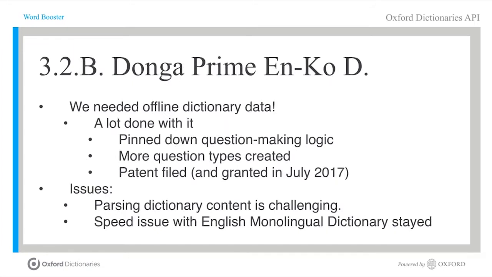So it was the Donga Prime English-Korean dictionary. The great thing about it is, there were two aspects. Very low cost for startups. I love them, really. And it was offline data. With the data, I was able to pin down how I define different question types. So I defined 13, and with a word selection algorithm and question making logic, I filed for a patent, and I got that granted just last month.